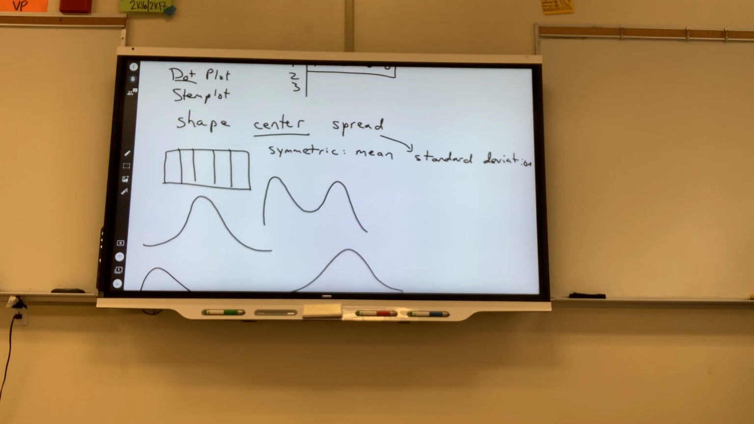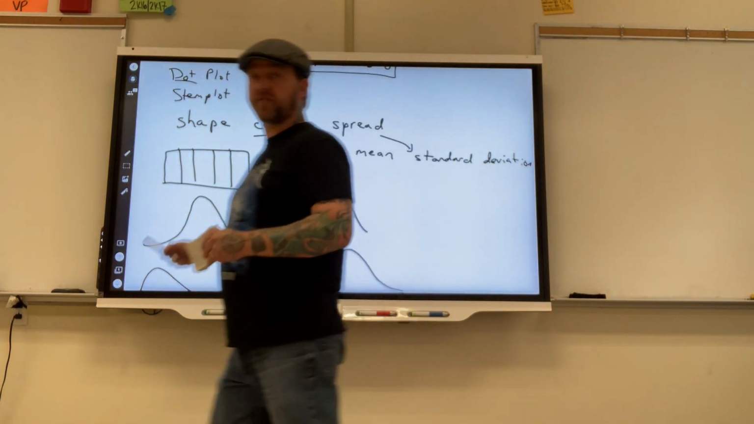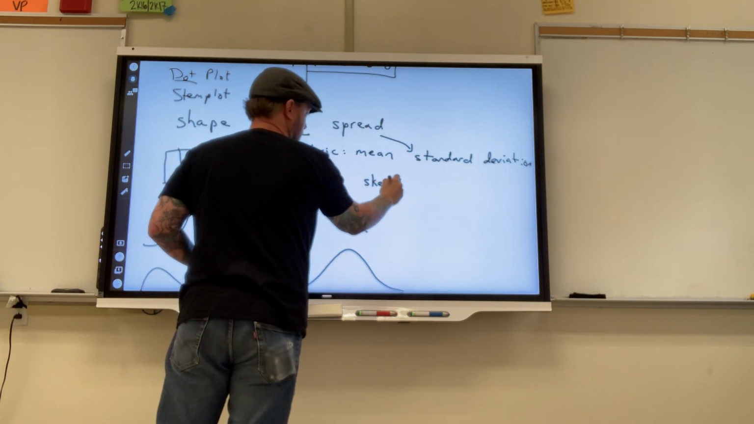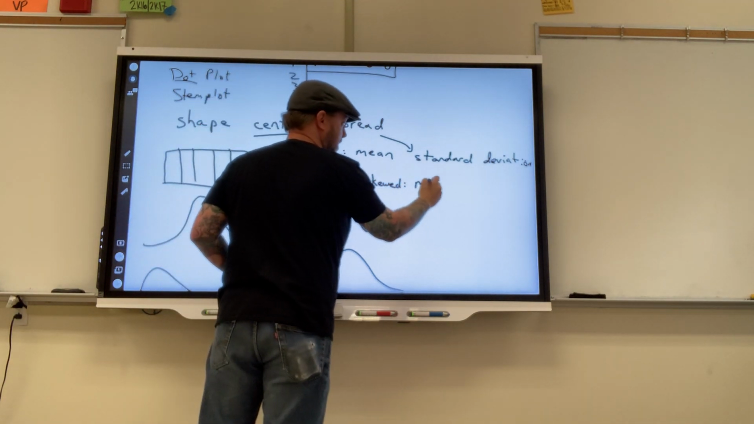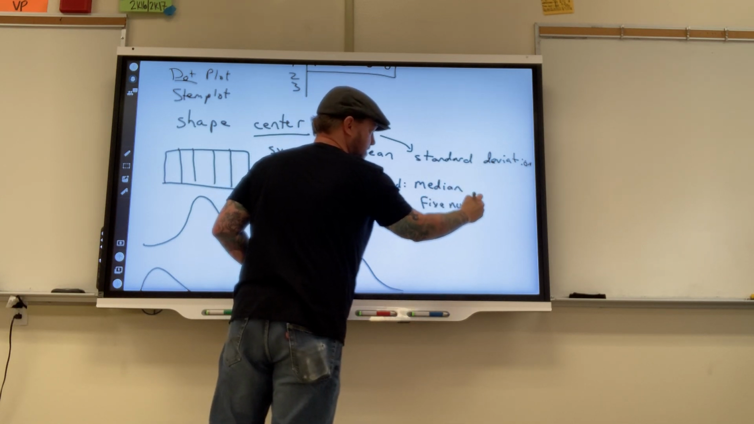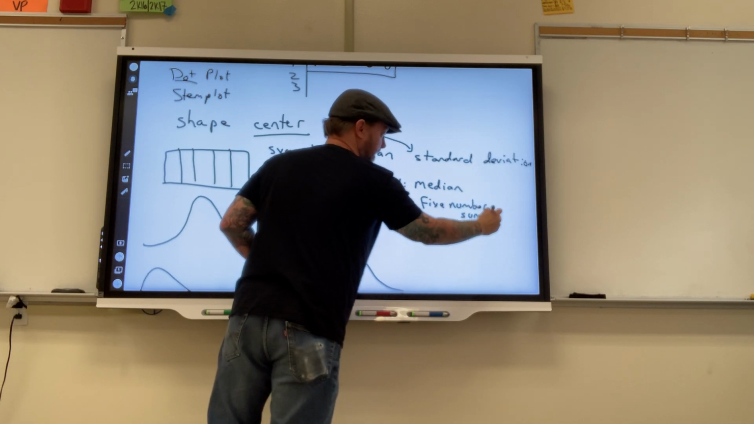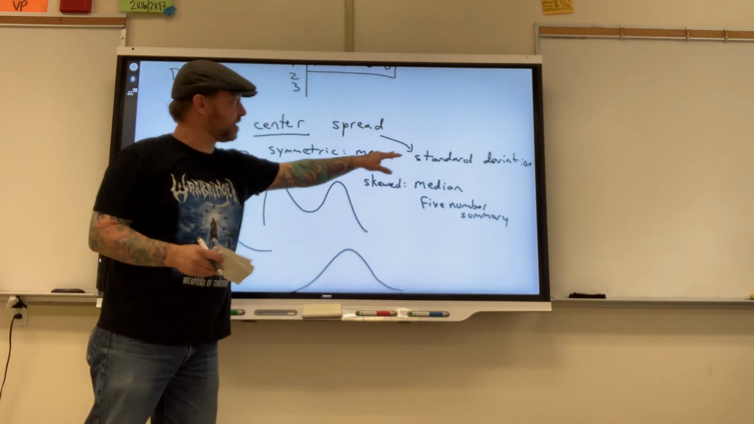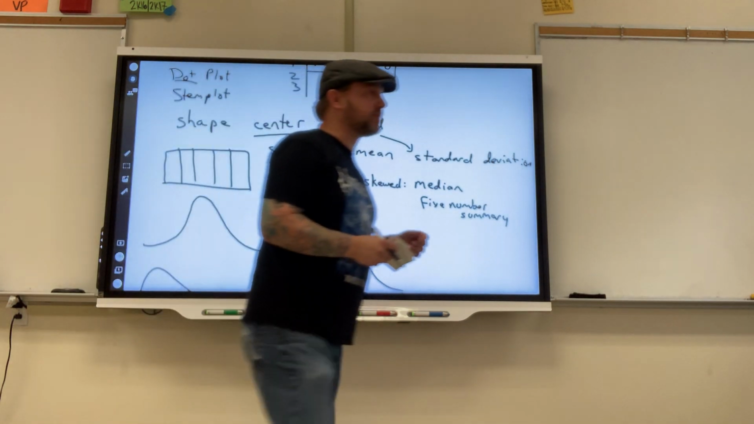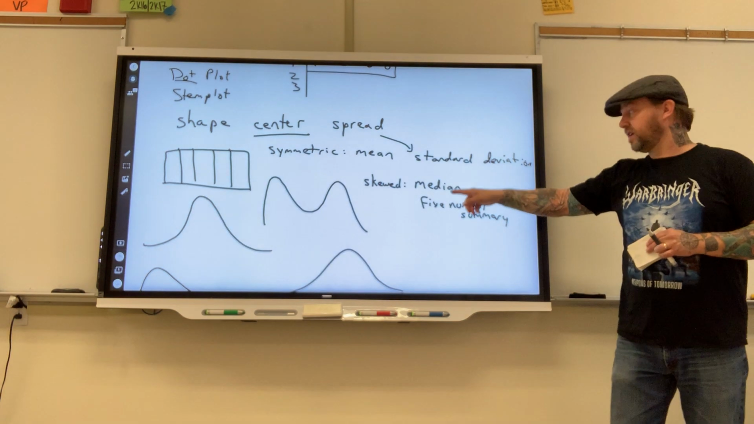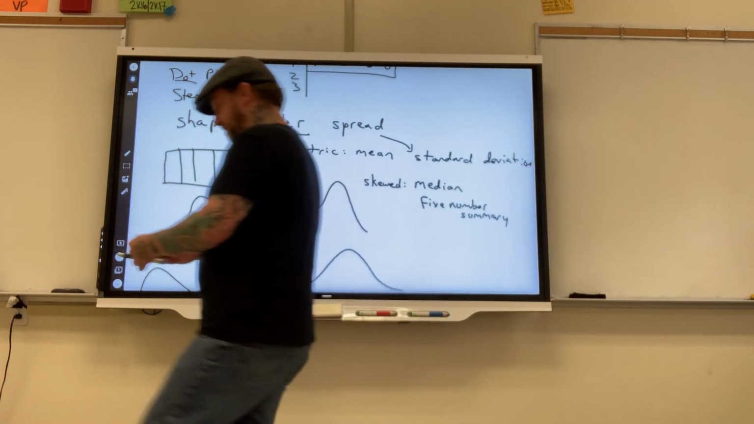If it's not symmetric, it's skewed left, it's skewed right, we're going to use the median, and the 5-number summary for spread. So symmetric, we use the mean for center, standard deviation for spread. If it's skewed, we use the median for center, 5-number summary for spread. Okay.